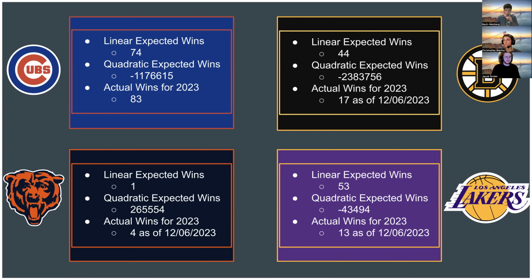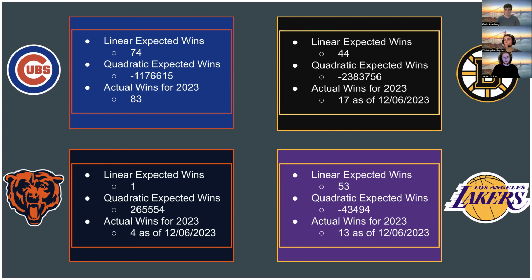So for the Cubs, the linear line expected wins were 74, while the quadratic line expected wins were negative 1,176,615, which is not possible. And the actual wins for the Cubs in this past season was 83. So, not great.